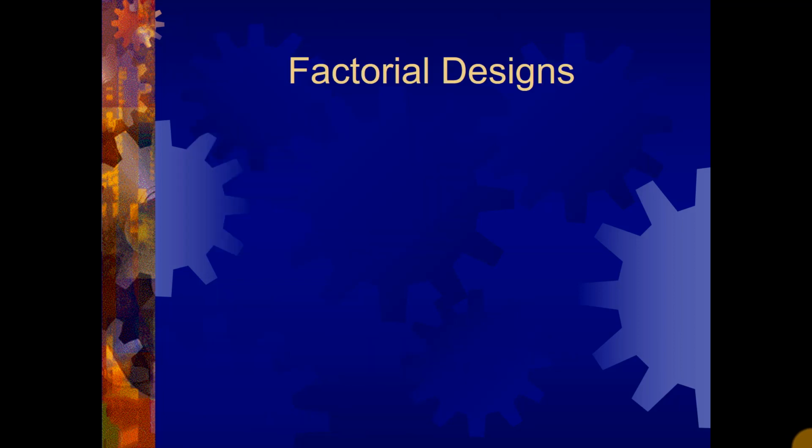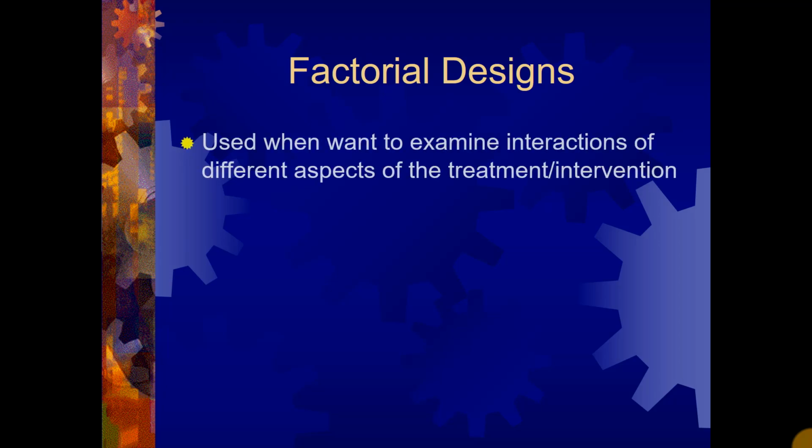The last one I want to go over for experimental designs is the factorial. This again looks very complicated, but once you break it down, it actually does make sense. So why would we do this? Well, we use this when we want to examine the interactions of different aspects of a treatment or intervention, because sometimes we want to go beyond just whether this intervention worked to what aspects of it worked.